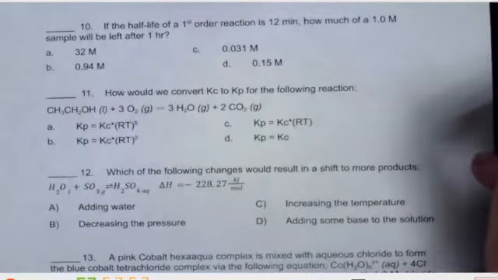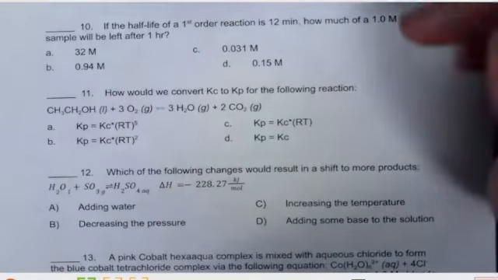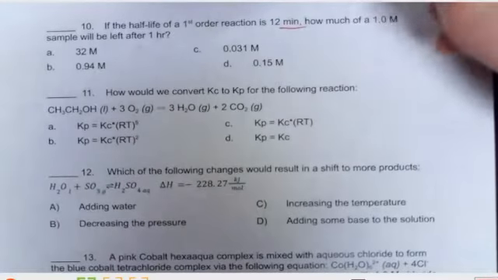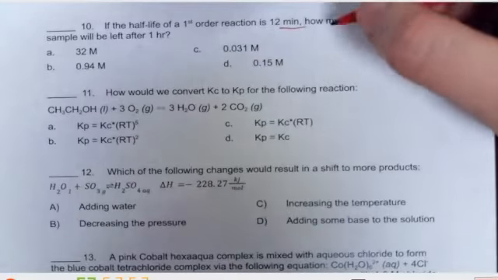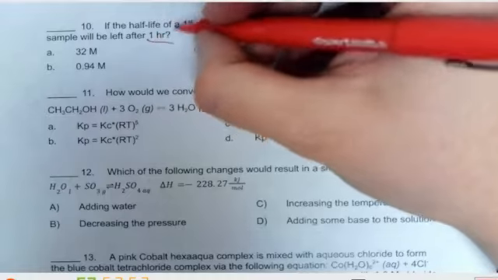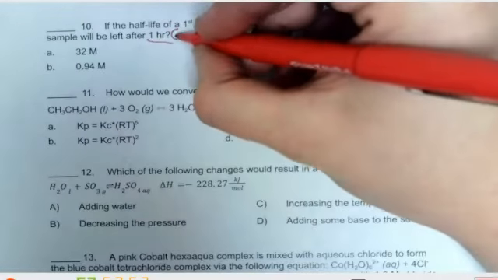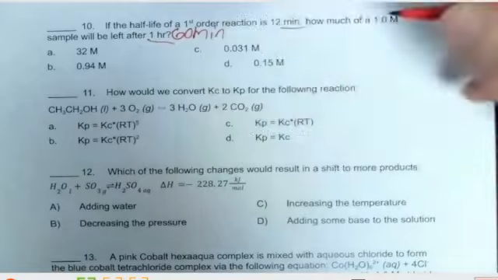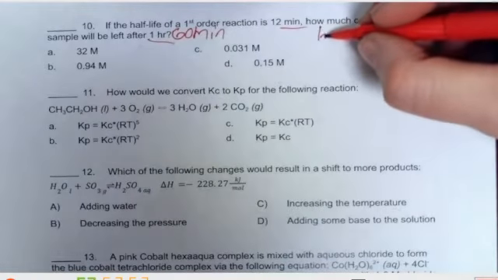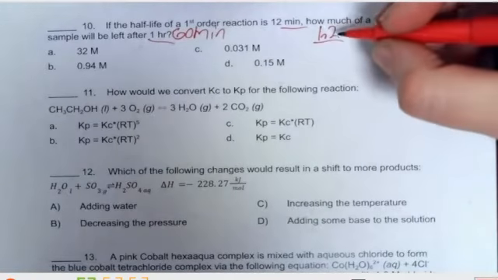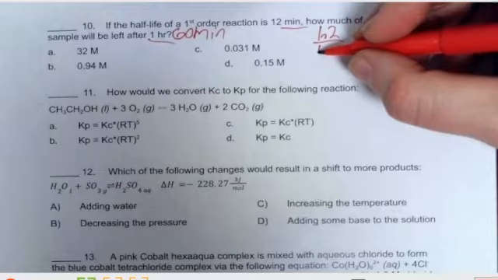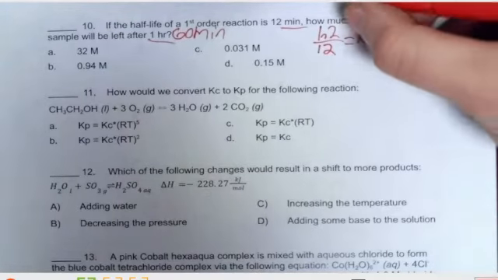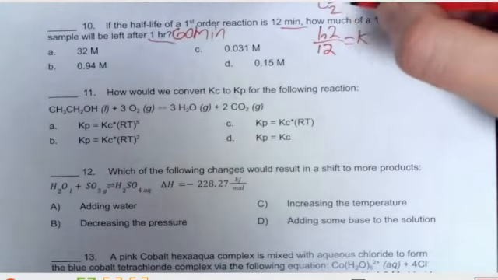Last few problems. If the half-life of a first order reaction is 12 minutes, how much of a 1 molar sample would be left after 1 hour? Since it's an hour, we need to make sure they're in the same units. 60 minutes in 1 hour. So ln 2 over K equals T1 half. So ln 2 over 12 equals K. T1 half is our 12 minutes.